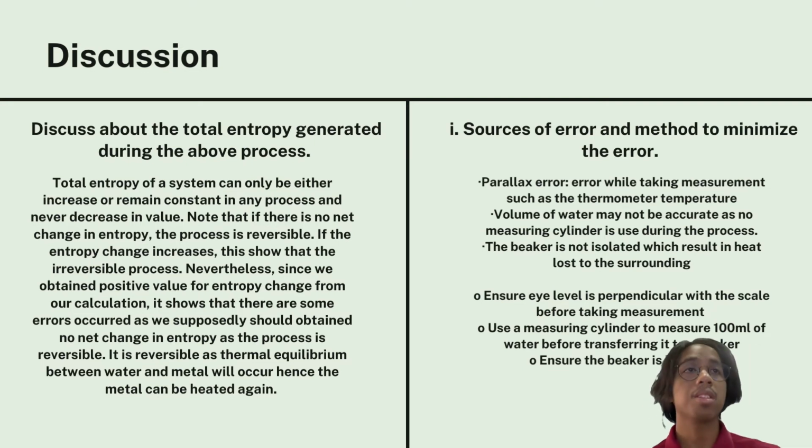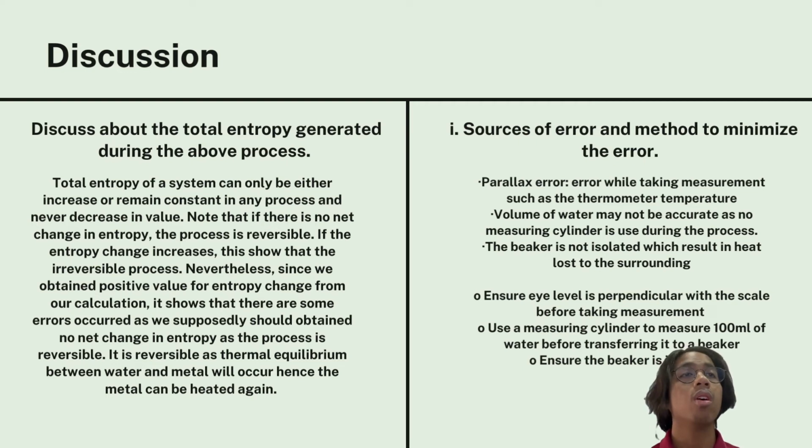Okay, next, sources of error and method to minimize the error. First source of error, parallax error. Error while taking measurements, such as the temperature on the thermometer. Next, the volume of water may not be accurate as no measuring cylinder is used during the process. Next, the beaker is not isolated, which results in heat loss to the surroundings.